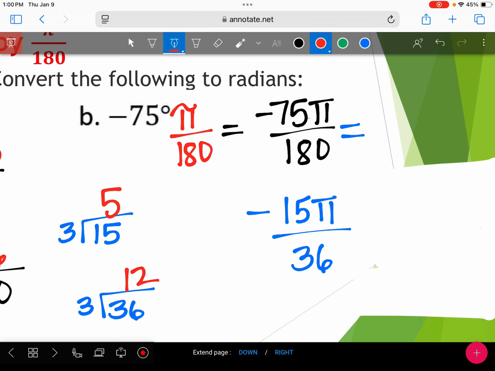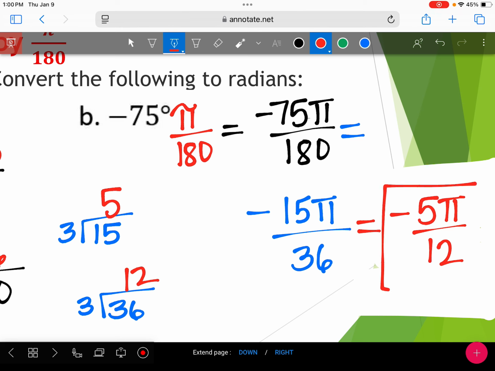So then that gives me negative 5 pi over 12. Can I go down any lower? Is there a number that goes into 5 and 12? All right, that would be my final answer.